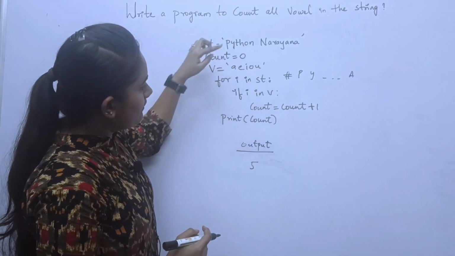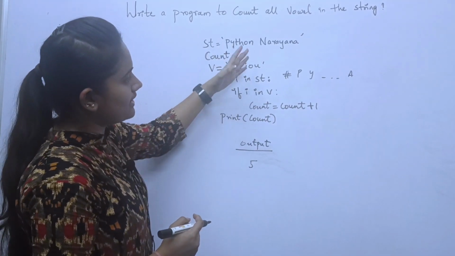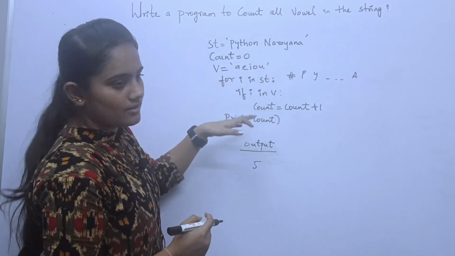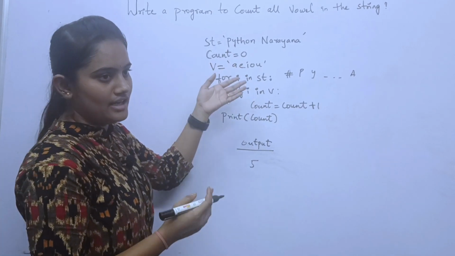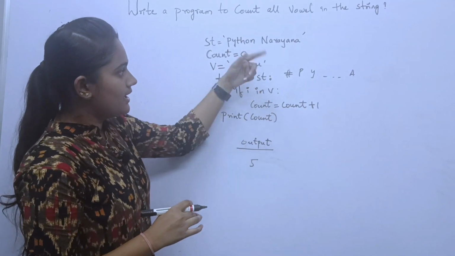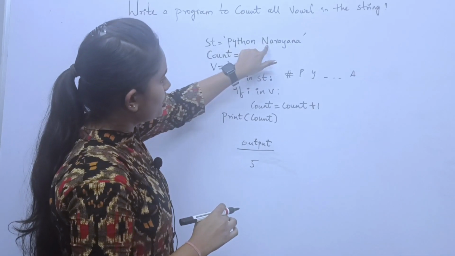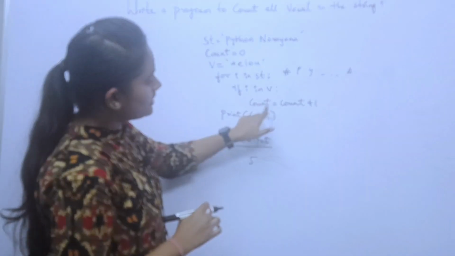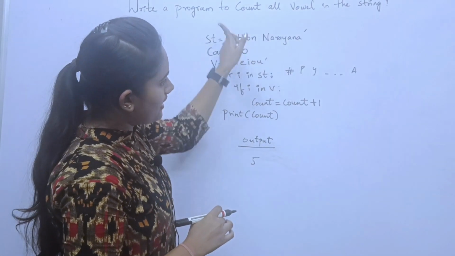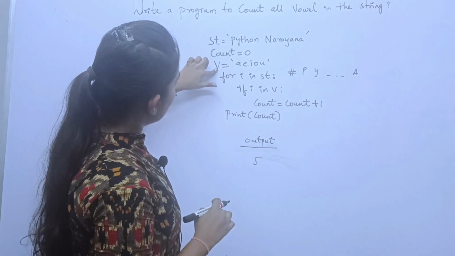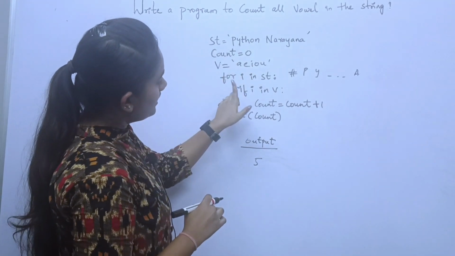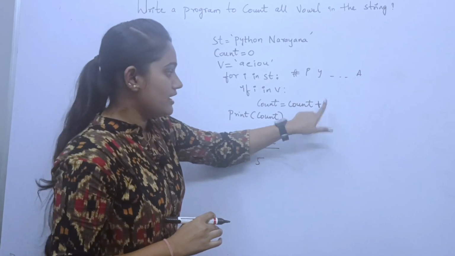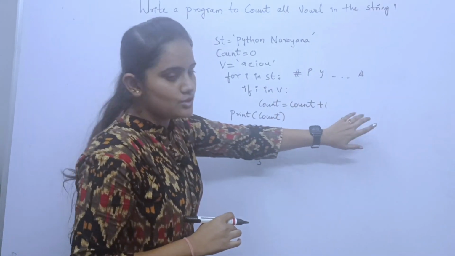Next time N. We check in V. N is not available in V, so it is not increased. Next time, space. If we check a space in the vowels, the count is not increased. Next time we take N. If we check this value in A, E, I, O, U, it is not available in V, so the count is not increased. Next time again it is A. We check A, E, I, O, U, and A is available. Previously the count value was 1, now it becomes 1 plus 1 equals 2.